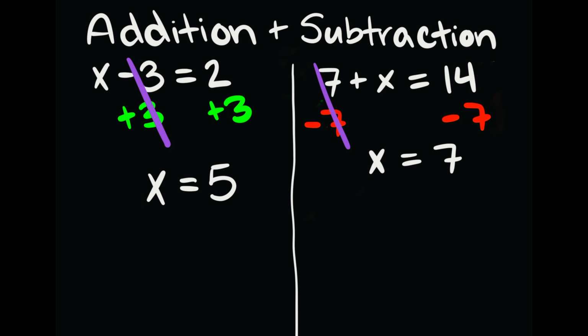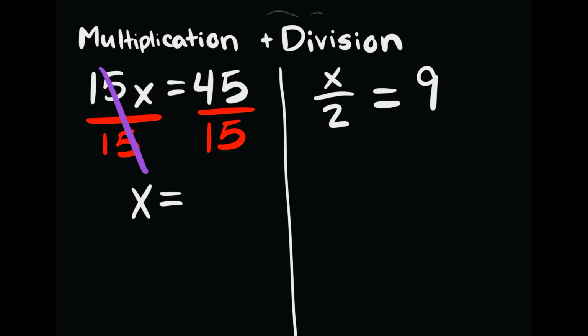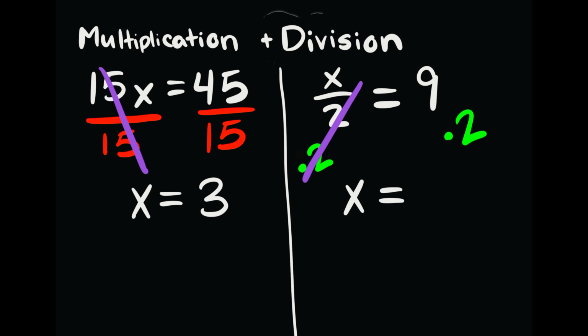All right, 2 more, multiplication and division. We have 15x equals 45, and x over 2 equals 9. Give it a try. How did you do? On the left, 15 is touching the x, so this is multiplication, and we need to use division to undo. Divide both sides of the equal sign by 15, we get x equals 3. On the right, fractions mean division, so we need to multiply both sides by 2. This gives us x equals 18.